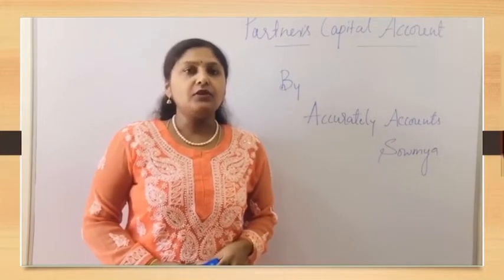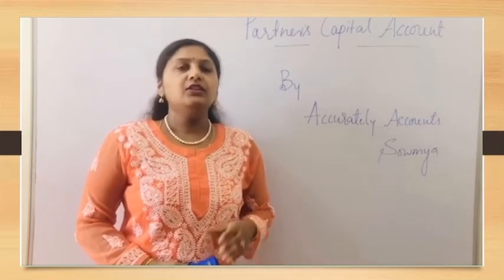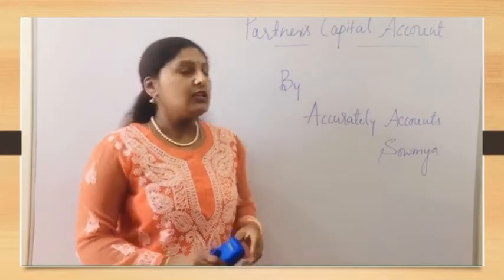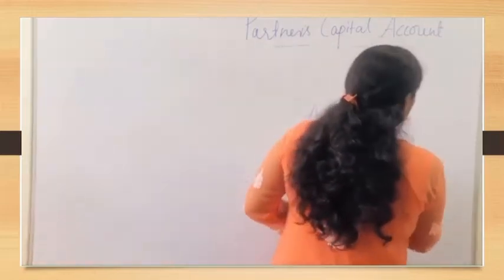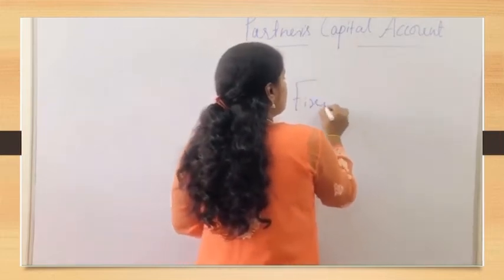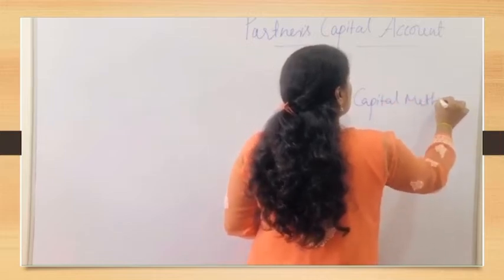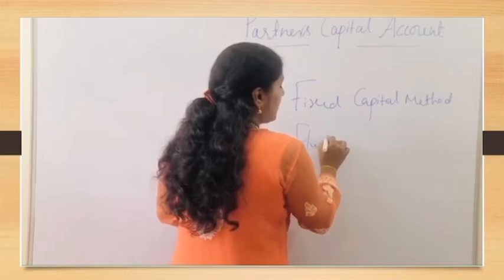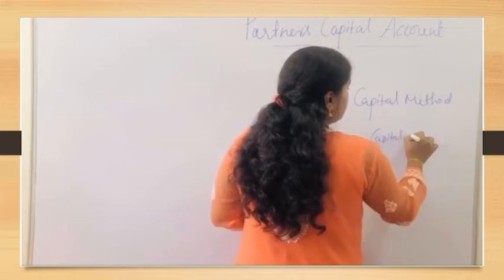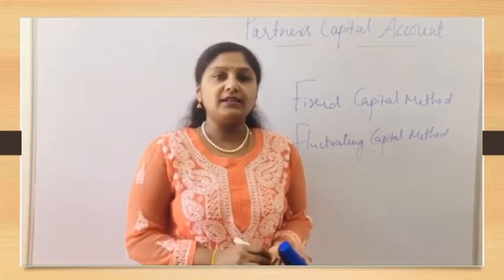Just like any other form of business organization, we all know that even in case of partner's capital account, definitely along with the capital, certain other adjustments we'll need to consider. So, while preparing the partner's capital account, we need to keep in mind that we have two different methods. So, the first method of partner's capital account preparation is fixed capital method. And the second one is fluctuating capital method. So these are the two methods of preparation of partner's capital account.